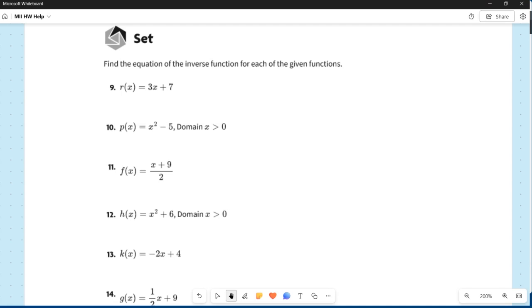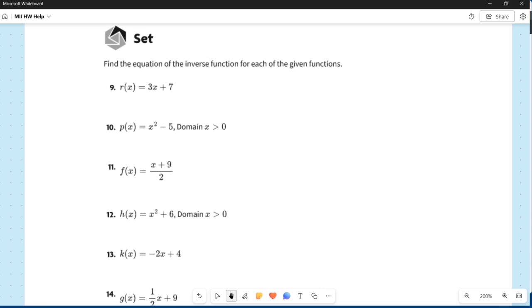Moving on to the set section. Directions here say, find the equation of the inverse function for each of the given functions. So our first problem is number 9. We're told that r of x equals 3x plus 7. This is a linear function.